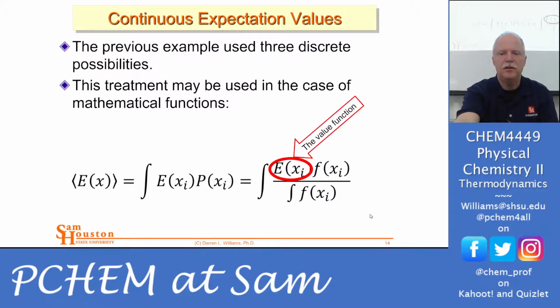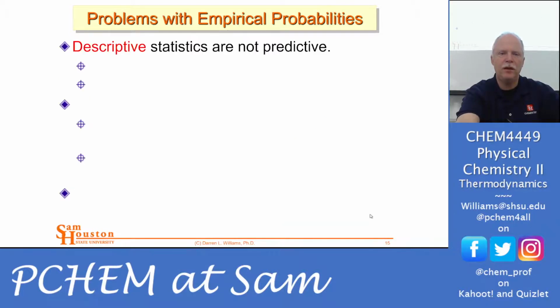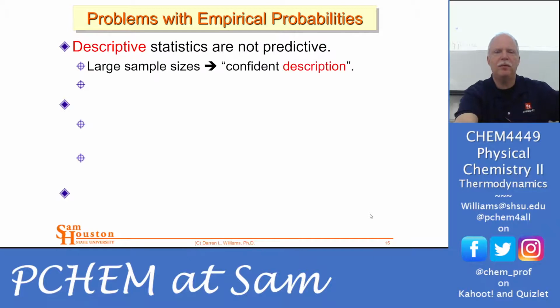And so this is just, again, to emphasize that that value function can be anything that we can associate with those probabilistic states. Now, there are some problems with empirical probabilities, we use descriptive statistics, and those are not predictive. If we have a large sample size, we can have a confident description of the system, but if the system changes and we don't know it, then we could be wrong in predicting the future.